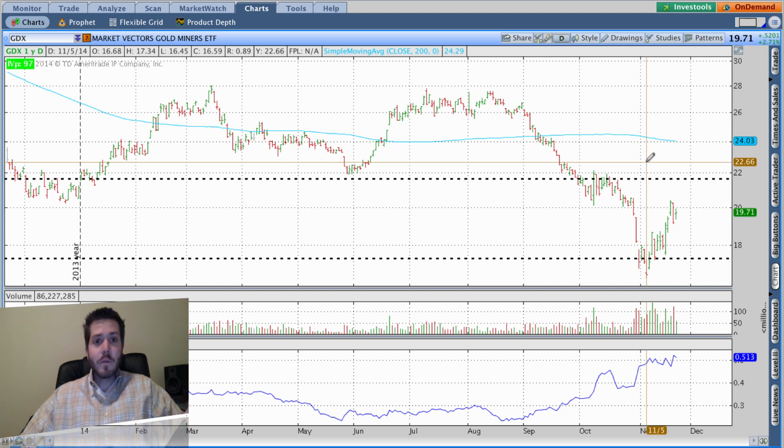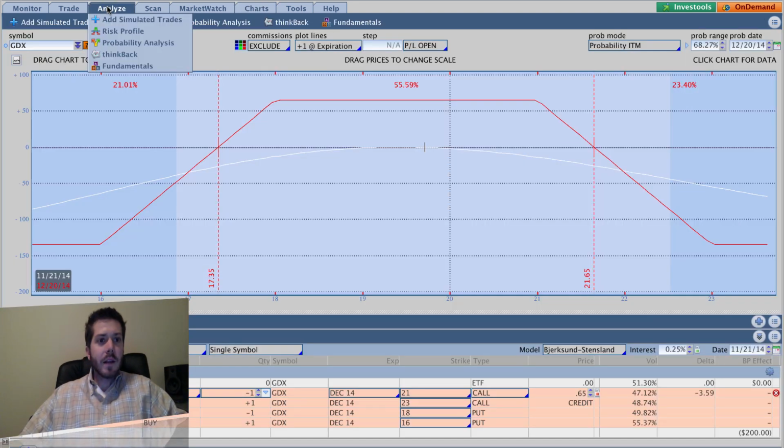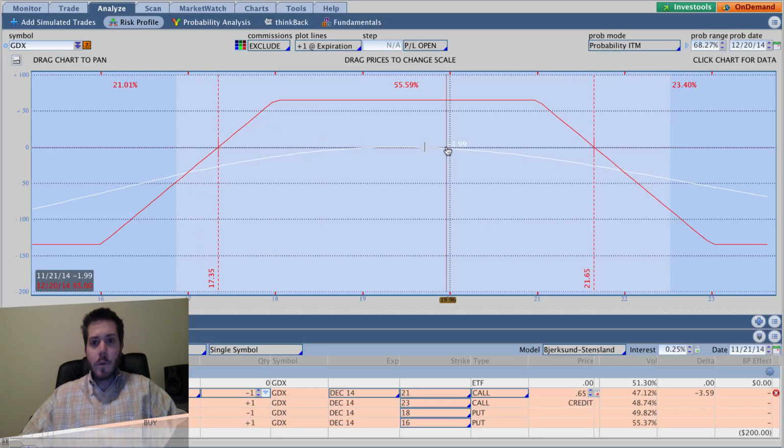I don't bring in a whole bunch of technical parameters. I just look at the price action at specific levels in relation to where the break-evens reside on the price chart. So let's take it back to the Analyze tab real quick before we cap off this part 4. And I just want to go over what we're looking at here in this risk profile one more time.